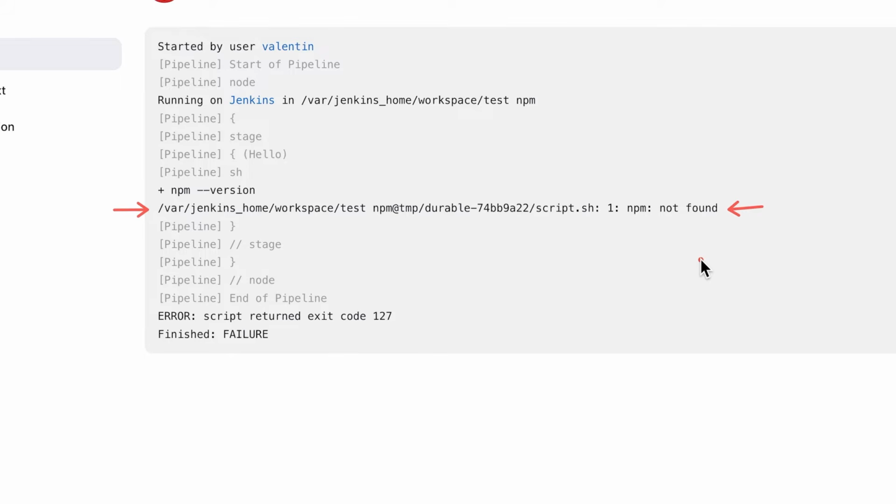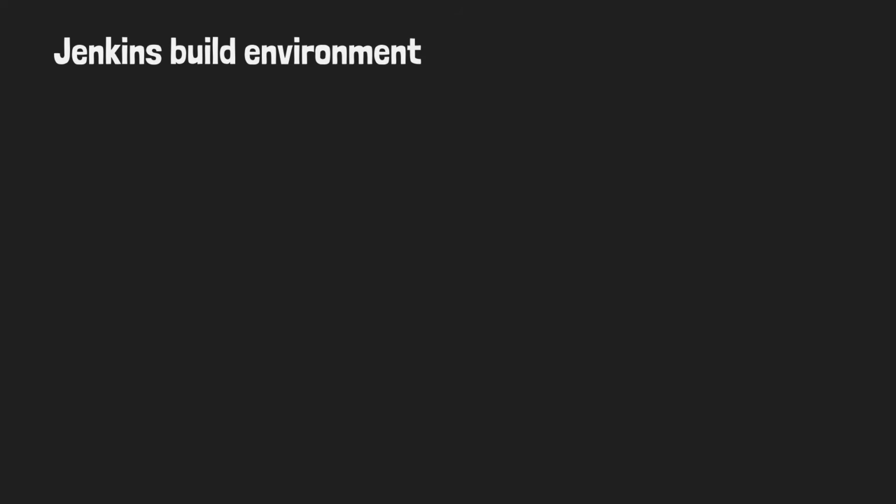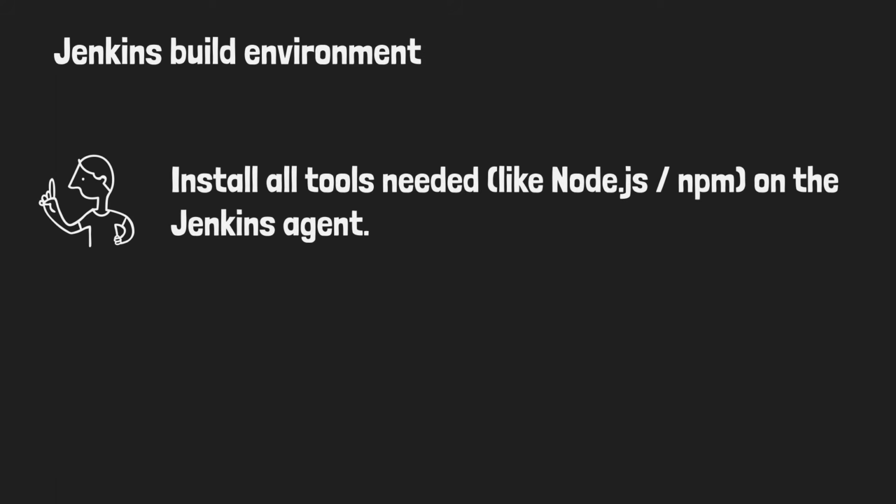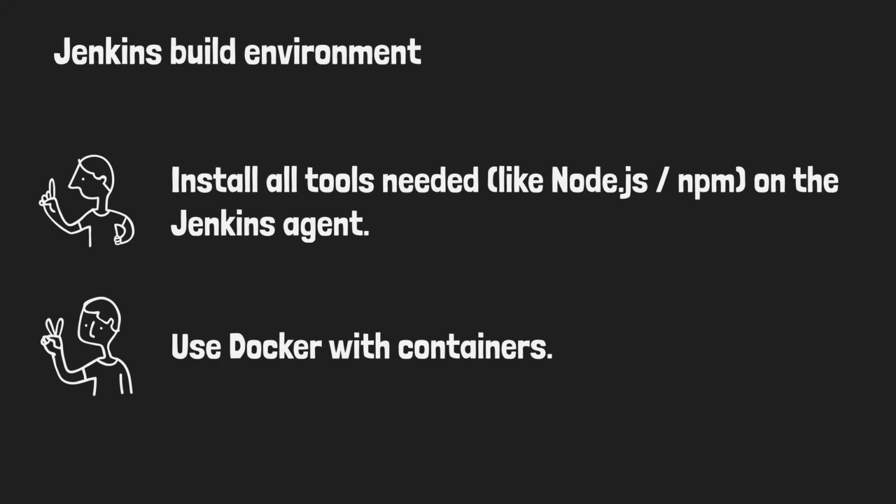Now, to solve this in Jenkins, there are two approaches. One approach is to simply go on the agent or on the agents and manually install npm, which is a tool that comes when we install Node.js, which is a platform for running JavaScript. Now, that is option number one. The other option is to use Docker, which allows us to use Docker containers as needed.